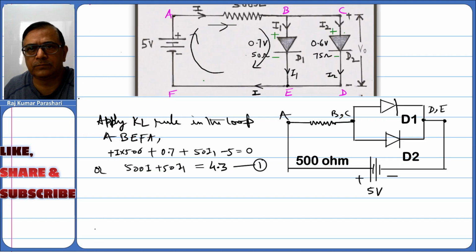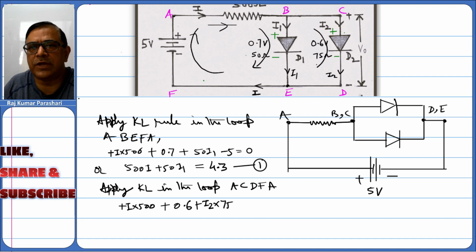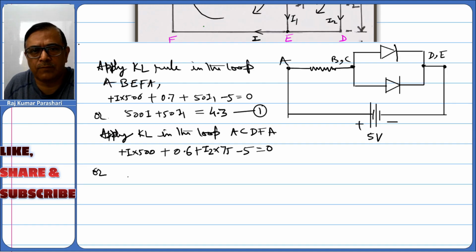Now apply Kirchhoff law in the loop A, C, D, F, A. Plus I times 500 as current passes through 500 ohm, and then plus 0.6 volt plus I2 times 75 as current passes through the diode D2, and then current entering through the negative terminal, and that is why minus 5 equals 0, or 500I plus 75I2 equals 4.4, relation number 2.